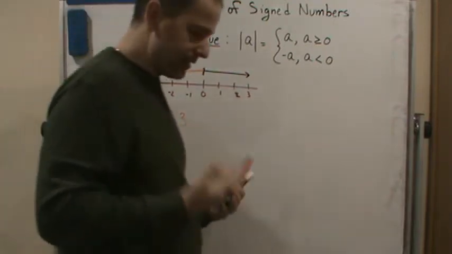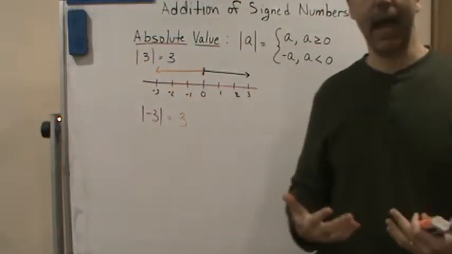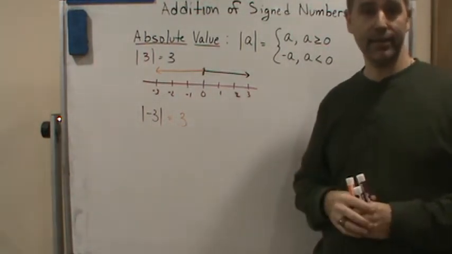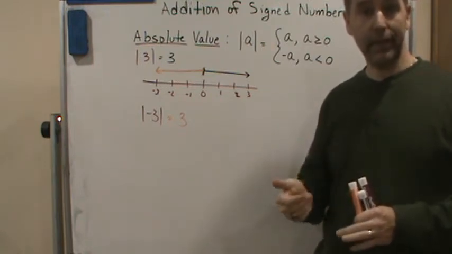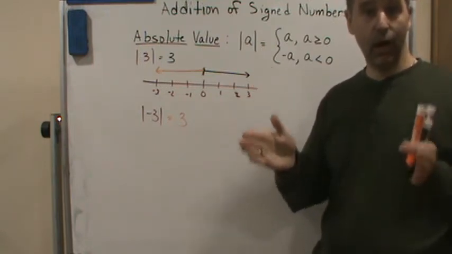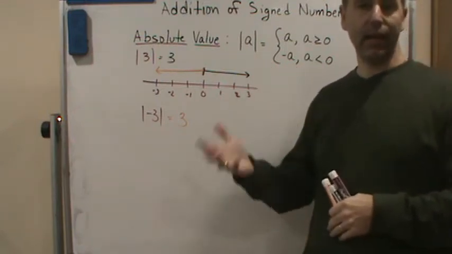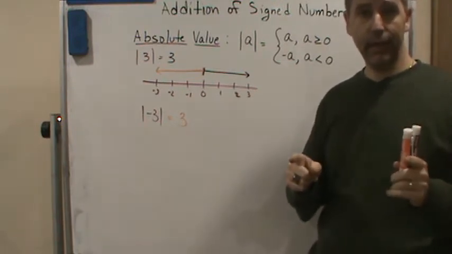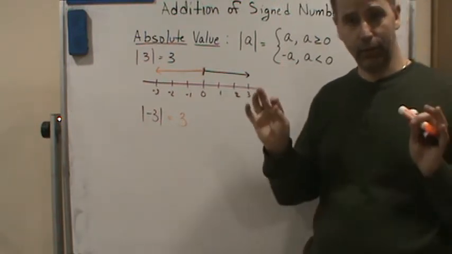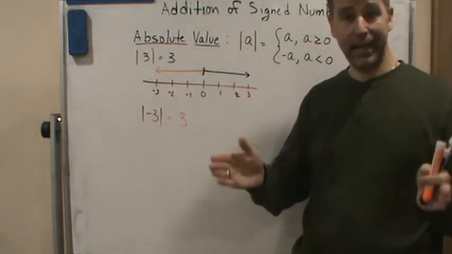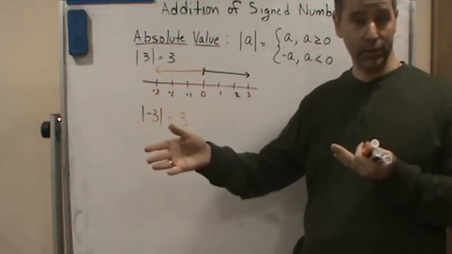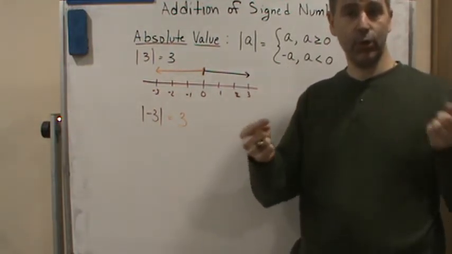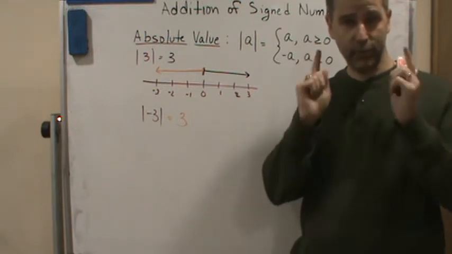Now, how does this help us in adding signed numbers? Okay, so there's 2 rules that will help you quickly add signed numbers. One rule involves if the numbers you're adding together are the same sign. And the second rule is, what if you are adding numbers that have different signs? Okay, and so think in your mind about the arrows. If you're adding numbers that are the same sign, the arrows are going in the same direction. If you're adding numbers that are different signs, then the arrows are going in the opposite direction. Okay, so keep that in mind.